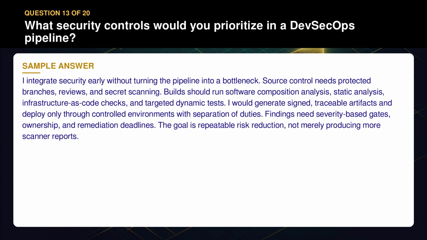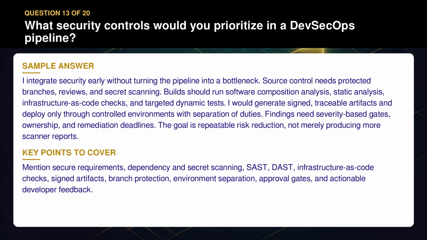Findings need severity-based gates, ownership, and remediation deadlines. The goal is repeatable risk reduction, not merely producing more scanner reports. Mention secure requirements, dependency and secret scanning, SAST, DAST, infrastructure as code checks, signed artifacts, branch protection, environment separation, approval gates, and actionable developer feedback.